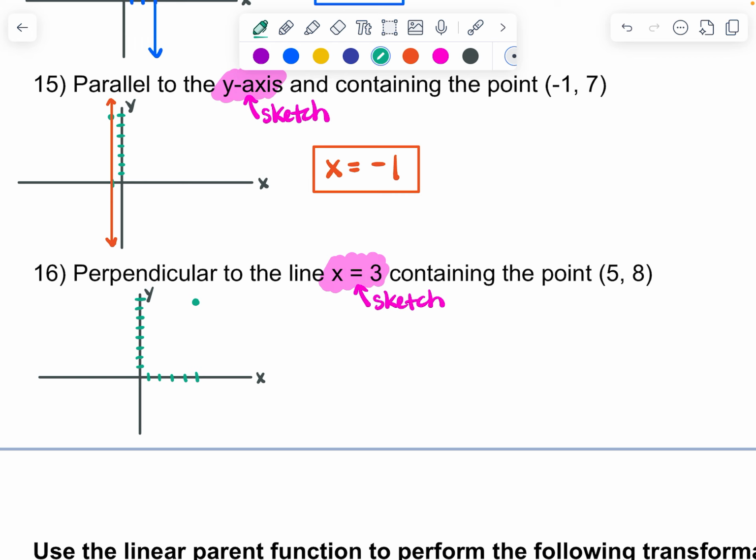But we also want it to be perpendicular to the line x equals 3. So not an axis, but x equals 3. So remember, that's a vertical line crossing only the x-axis at 3. All right, so if I want to be perpendicular to that pink line, then that means my line needs to run horizontal. And I just need to write the equation of that horizontal line. Well, horizontal lines are only allowed to cross the y-axis at, and this one's crossing at 8, which is very clear because that's our y-coordinate. And so that is our answer.